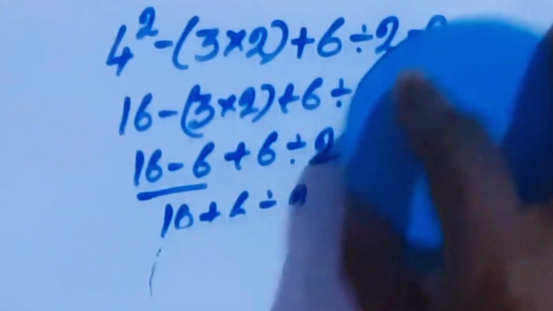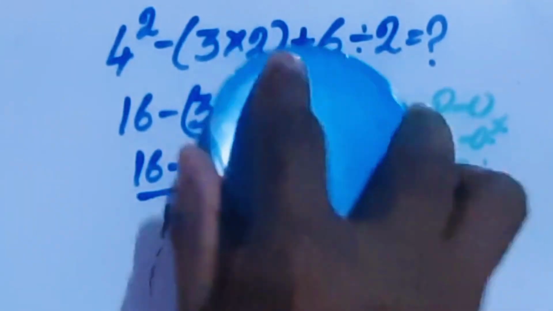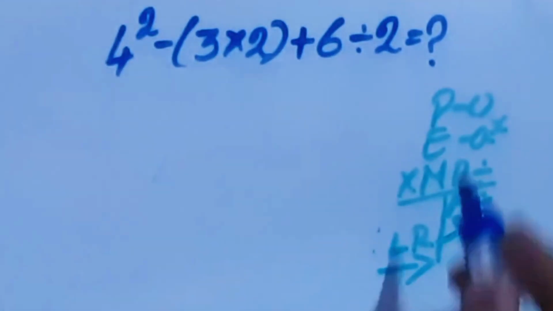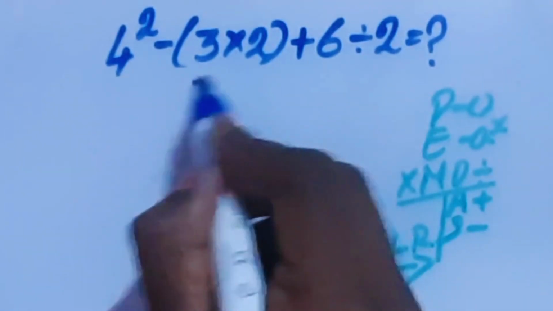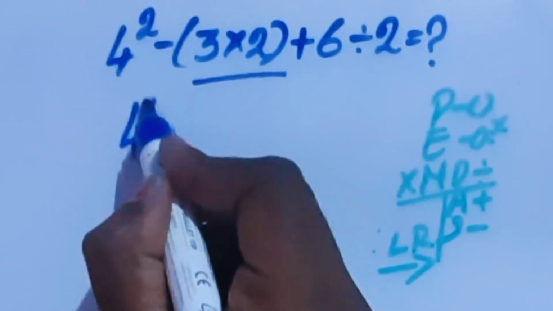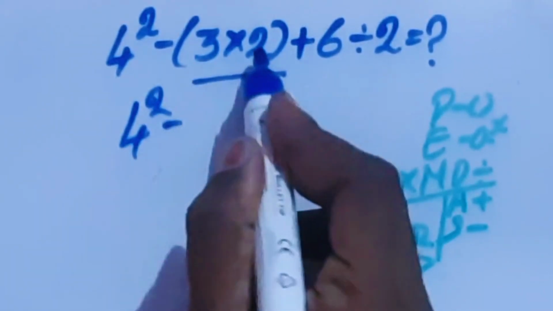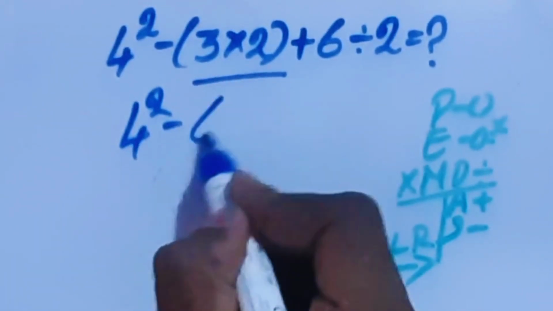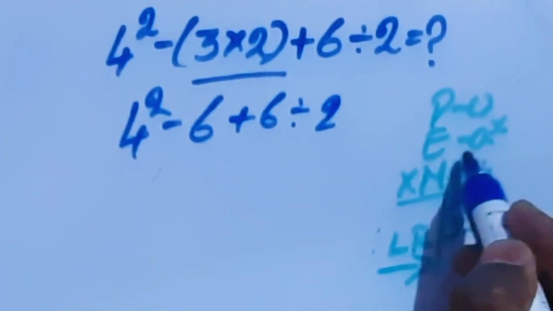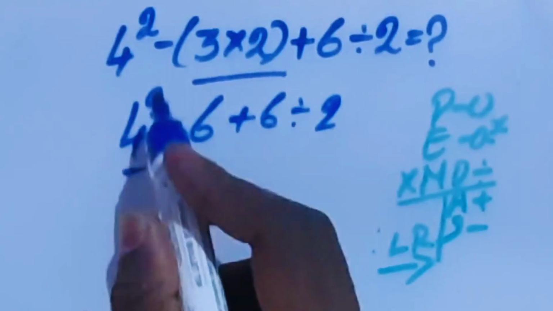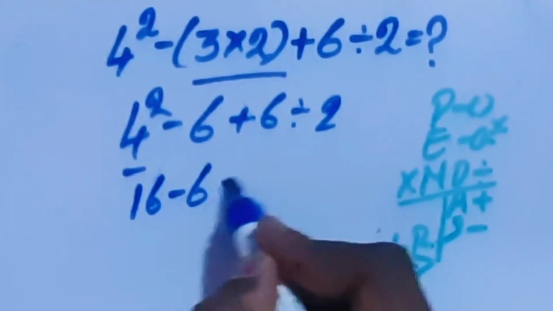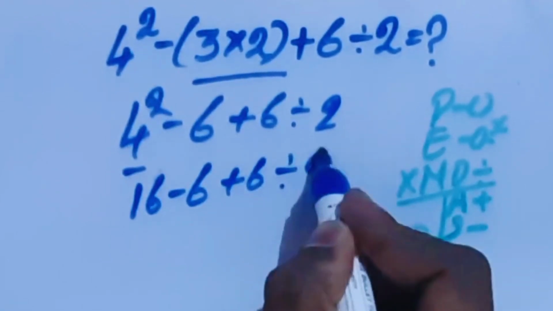Now we are going to solve this problem in the correct way by using this order of operations. Here, as per the order of operations, the bracket is higher priority. So we have to do this bracket before any other operation. Here, 4 square minus this bracket, 3 times 2 is 6, plus 6 divided by 2. Here, the next priority is exponent. We have exponent here, 4 square. 4 square is 16 minus 6 plus 6 divided by 2.